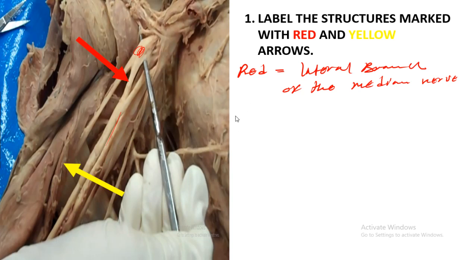Then the yellow one is a muscle. This should not be mixed up with that. This is the biceps. But when you talk of the yellow one, it's not pointing on the biceps. Instead, it is pointing on the coracobrachialis. So this is just the coracobrachialis muscle.